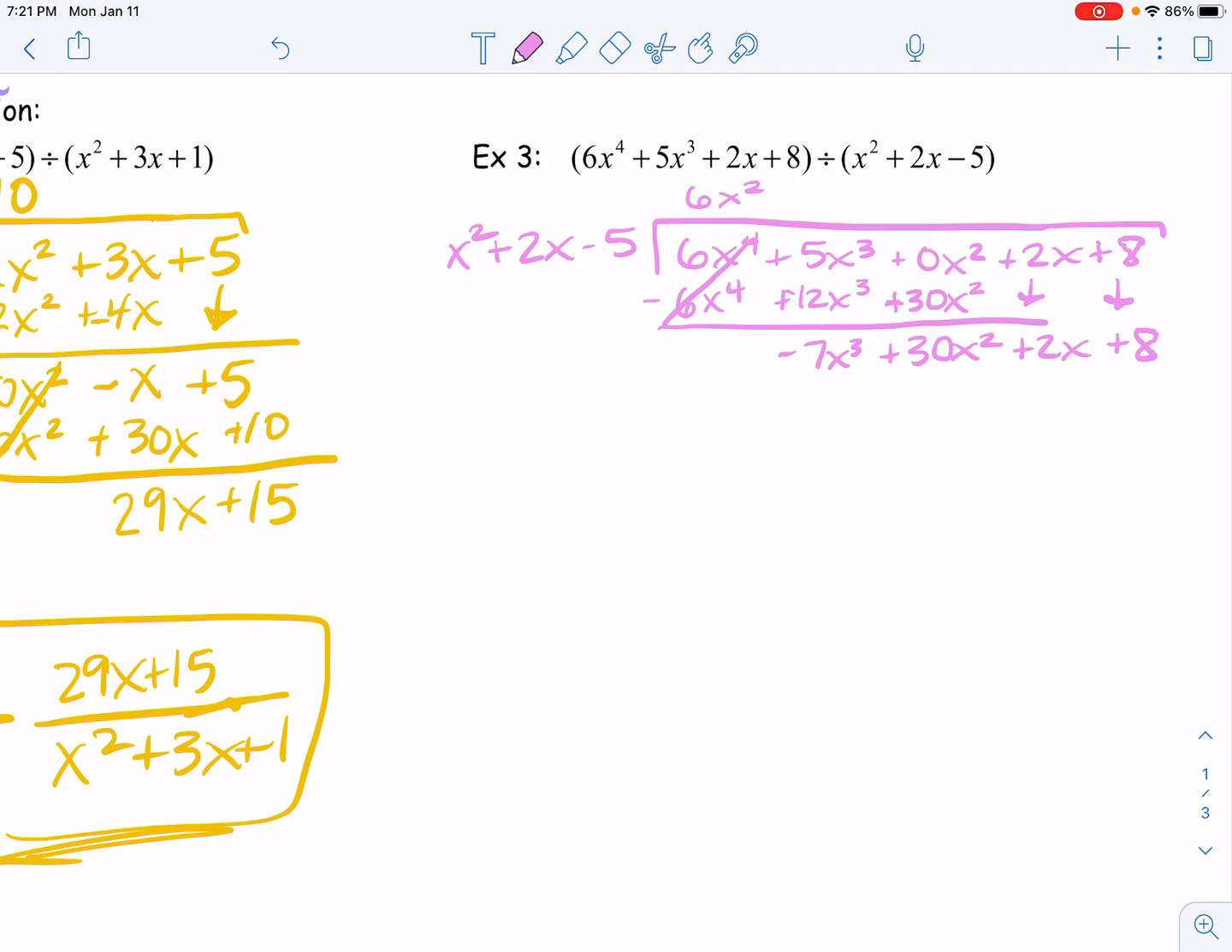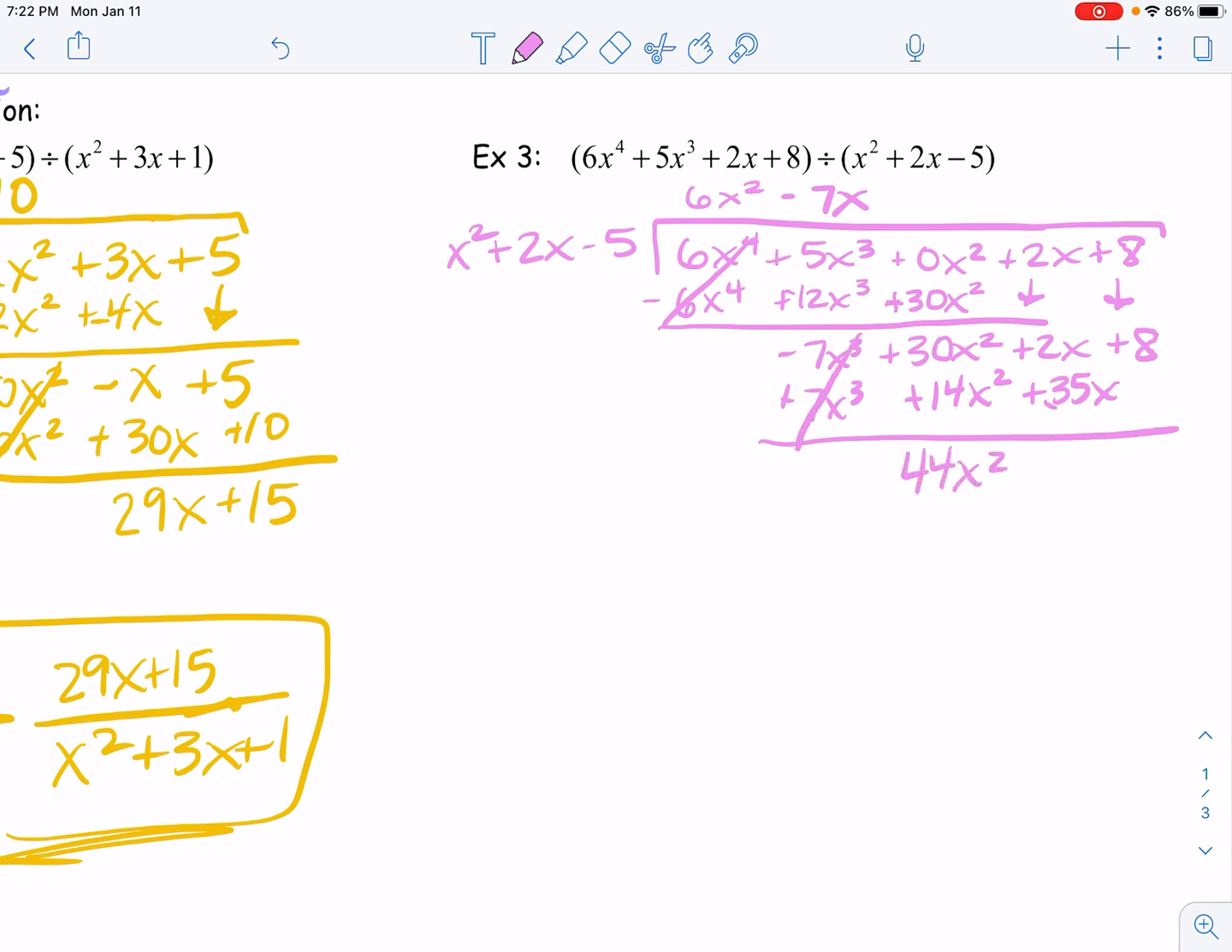How many times does x squared go into negative 7x cubed? Well, negative 7x times. Negative 7 times x squared is negative 7x cubed. Negative 7x times 2x is a negative 14x squared. Negative 7x times negative 5 is a positive 35x. Draw the line, change the sign, cancel.